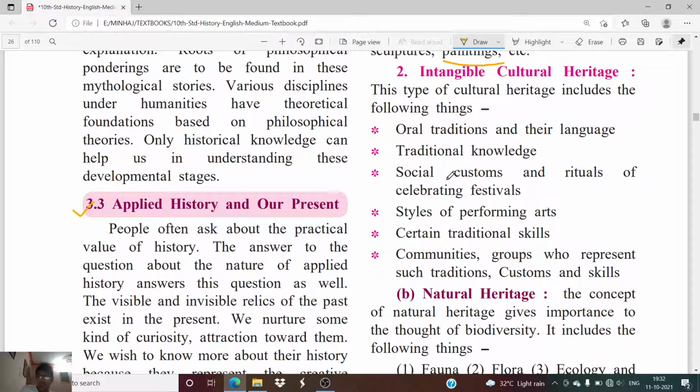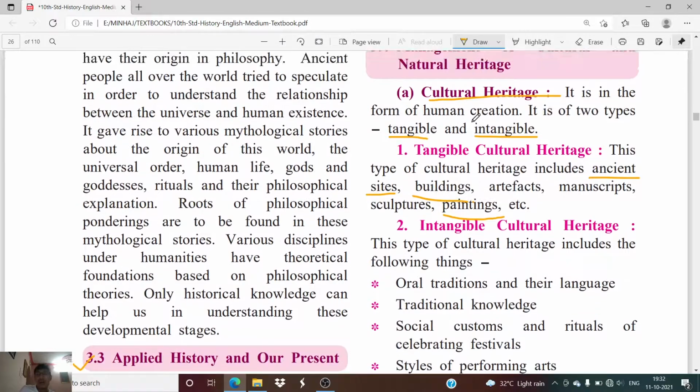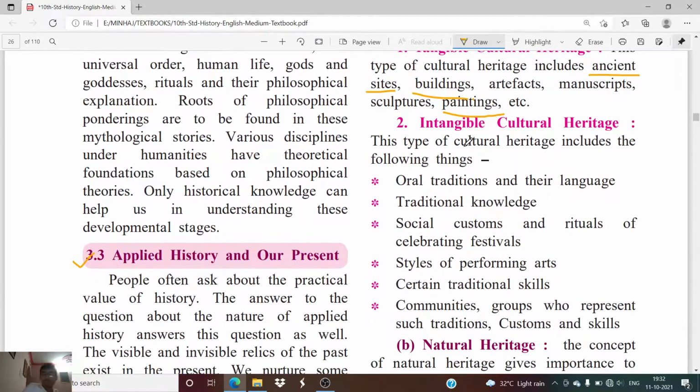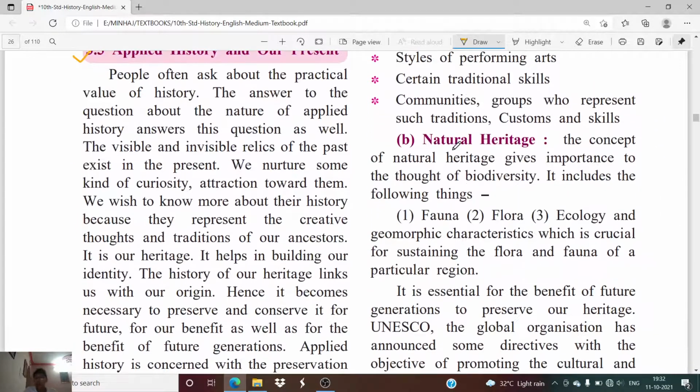All these are categorized in intangible cultural heritage. Okay. Now let us see about natural heritage. The concept of natural heritage gives importance to the thought of biodiversity. So definitely the term natural is related to the term biodiversity. Okay. And we should be proud that our own country India is very much rich considering the biodiversity, considering the floral and faunal diversity of our country.